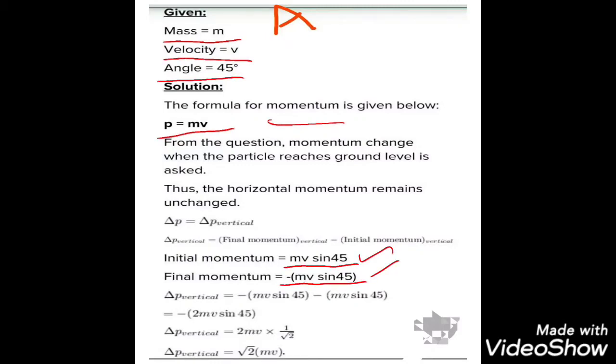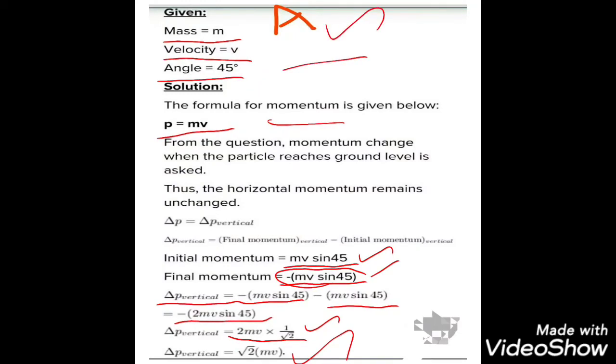So what is the change in vertical momentum? The horizontal component of velocity is constant, so there is no change in horizontal momentum. The change in vertical momentum is the final vertical momentum minus the initial vertical momentum. That is minus mv sin 45 minus mv sin 45, so minus 2 mv sin 45. Sin 45 is 1 by root 2, so 2 mv into 1 by root 2 gives root 2 mv. So option A is the correct answer for this question.